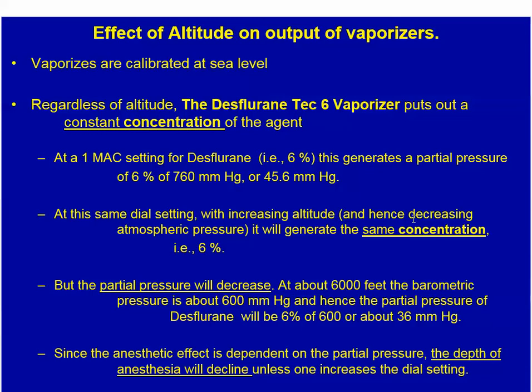At about 6,000 feet, the barometric pressure is 600 millimeters of mercury, and hence the partial pressure of Desflurane will be 6% of 600, or about 36 millimeters of mercury. Since the anesthetic effect is dependent on the partial pressure, the depth of anesthesia will decline unless one increases the dial setting.